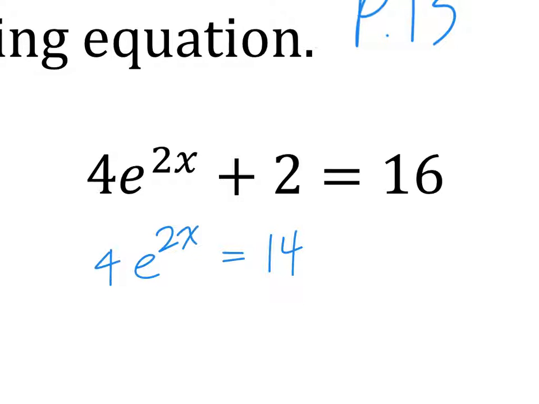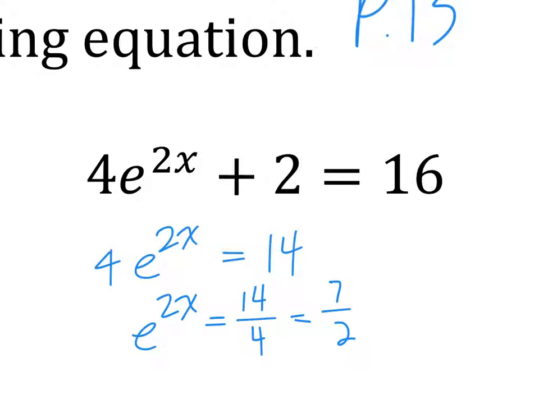What should we do next? Someone said the right thing. Divide by 4. e to the 2x is equal to 14 over 4. 14 over 4 is the same as 7 over 2. All right, so we can get to this point.